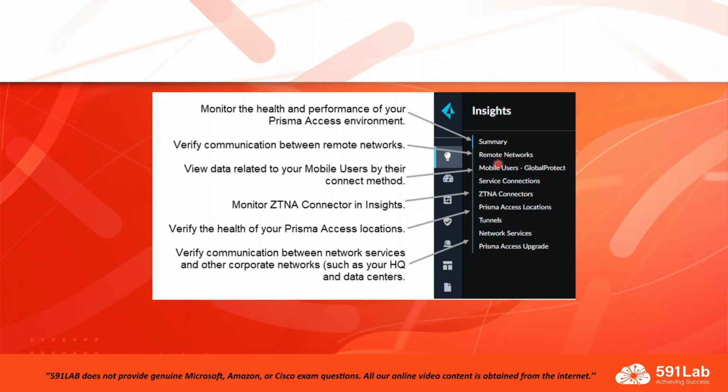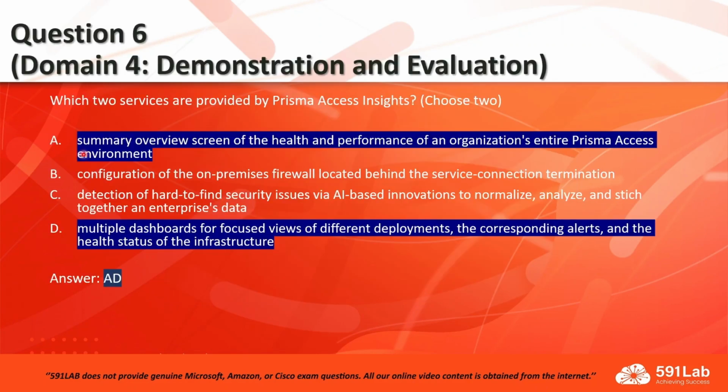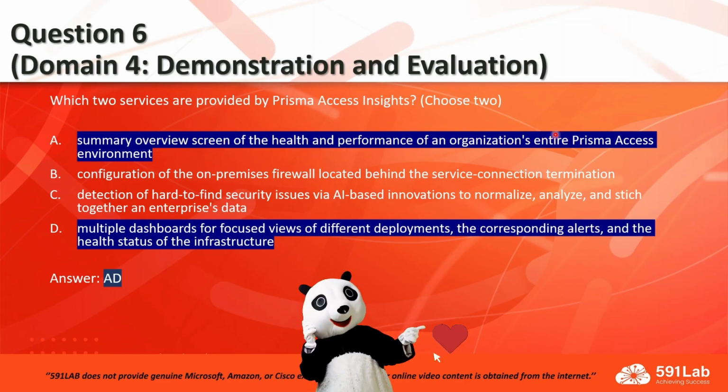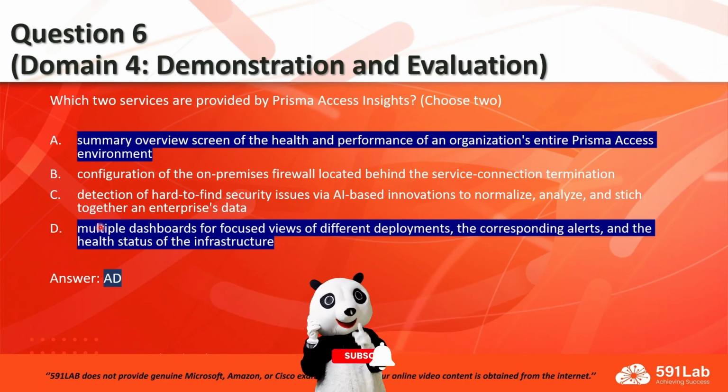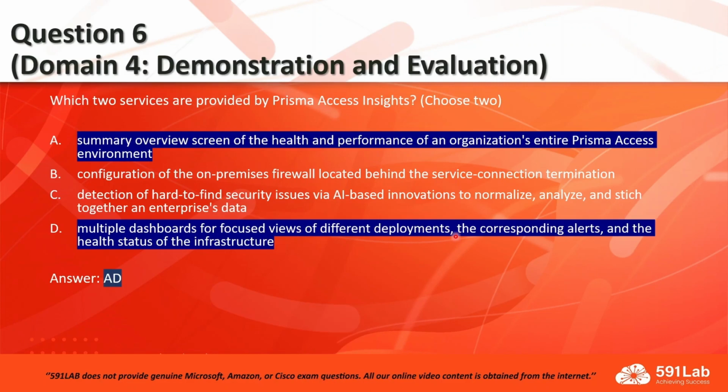Then the answer for question number 6 is as follows. A. Summary overview screen of the health and performance of an organization's entire Prisma Access environment. And B. Multiple dashboards for focused views of different deployments, the corresponding alerts, and the health status of the infrastructure.